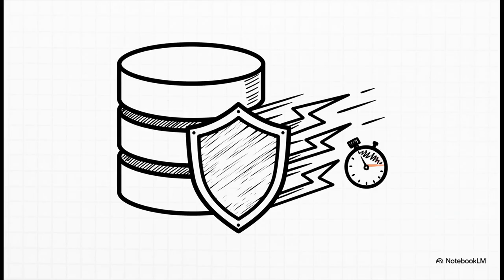Okay, but what happens when good enough isn't actually good enough? What about those apps that absolutely, positively cannot fail and need crazy high performance? Well, for that, you need the Rolls-Royce of EBS volumes.